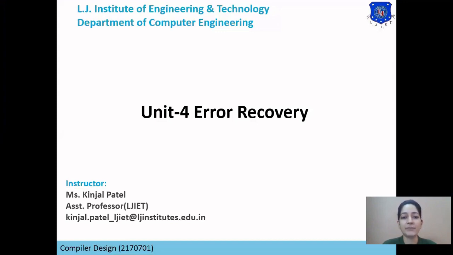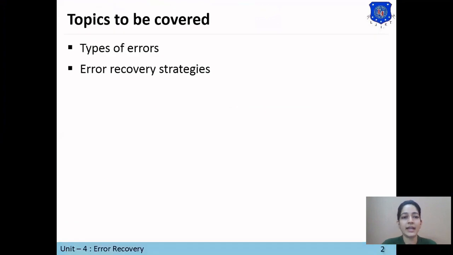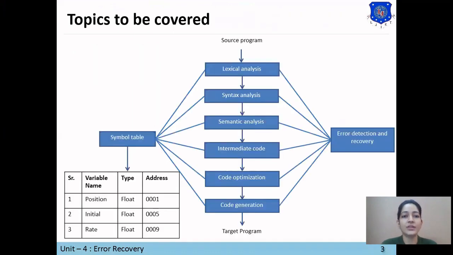So here is chapter 4, Error Recovery. Topics to be covered in error recovery are types of errors and error recovery strategies. So this is the phases of a compiler.